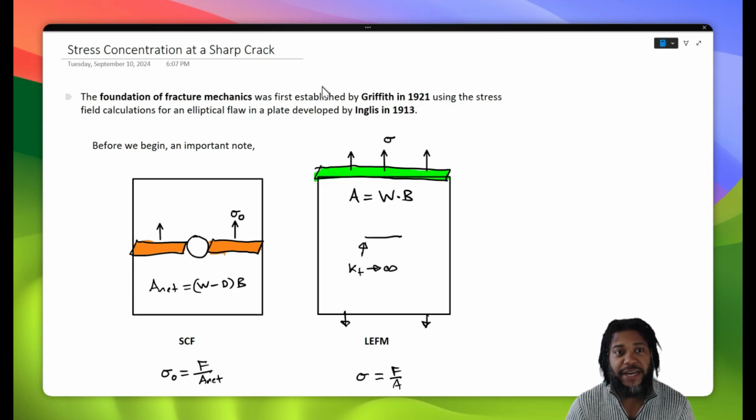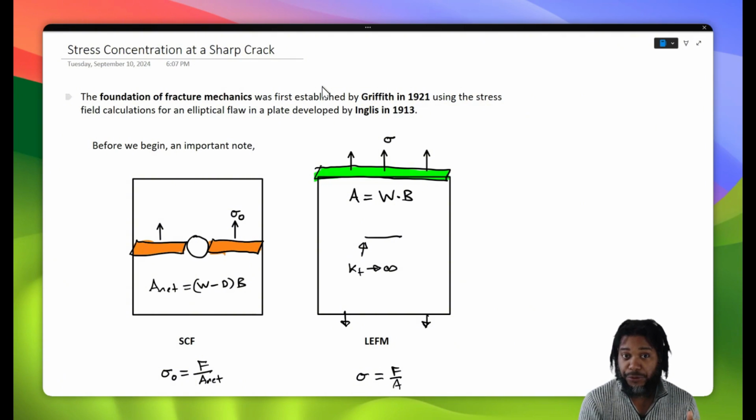Today we're going to talk about stress concentrations at a sharp crack. Now, the foundations of fracture mechanics can be originated from the work of Griffith in 1921, where he used the stress field calculations for an elliptical flaw in a plate developed by Inglis in 1913.